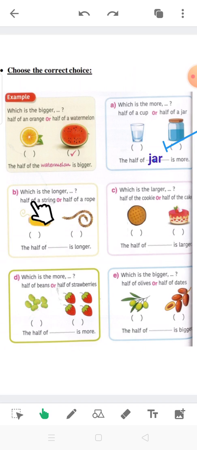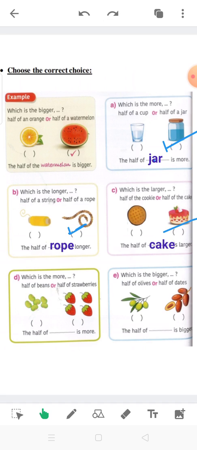Look here, which is longer? Half of the string or half of the rope? Of course, the rope is longer. Okay, rope, the thick string. Of course the rope is bigger. Okay, so half of the rope is bigger. Again, which is larger? Half of the cookie or half of the cake? Of course, half of the cake.